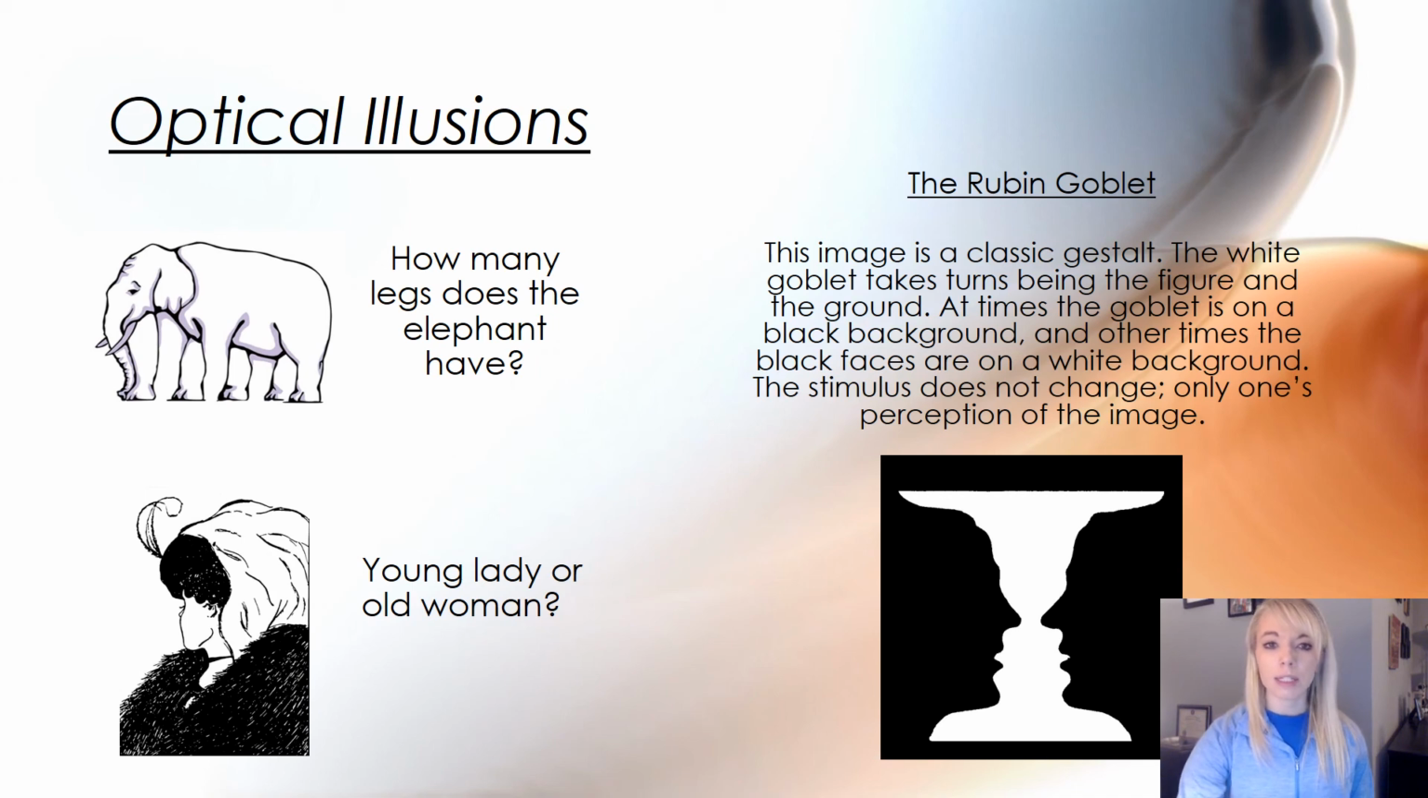The Rubin goblet is a classic example of a Gestalt or an optical illusion. At first glance, you may see a goblet, or you may see 2 faces. We can change our perception to make the image what we want to see, but we have an initial perception, and that's the one we will primarily see.